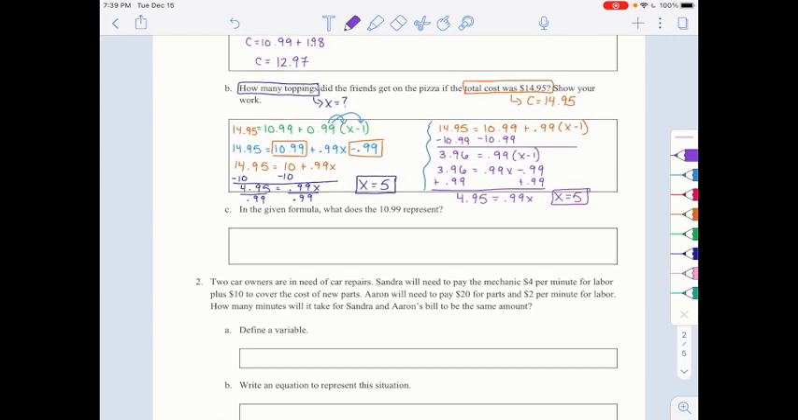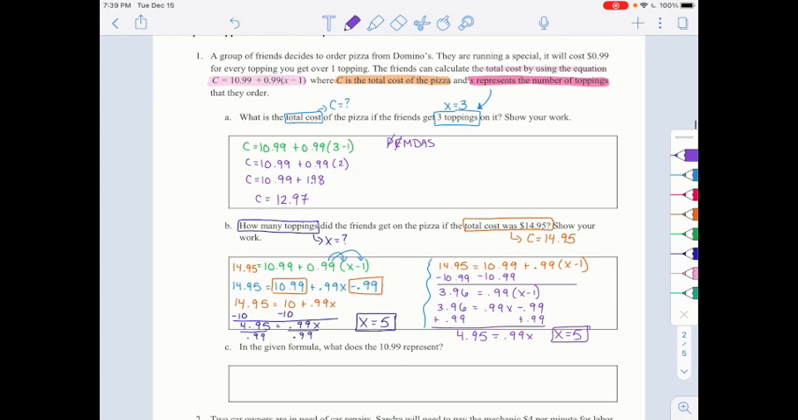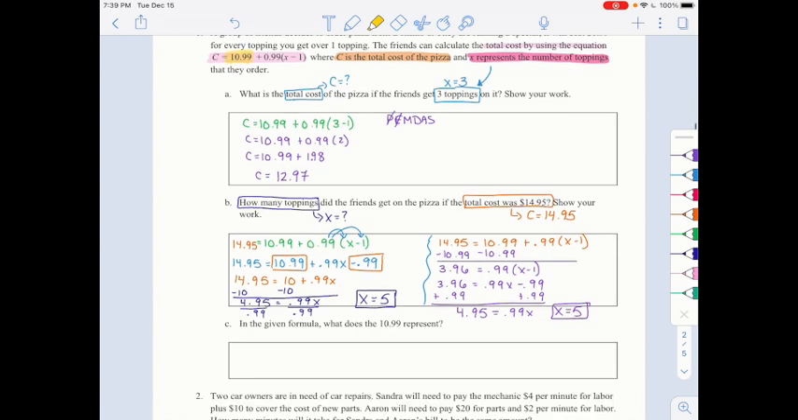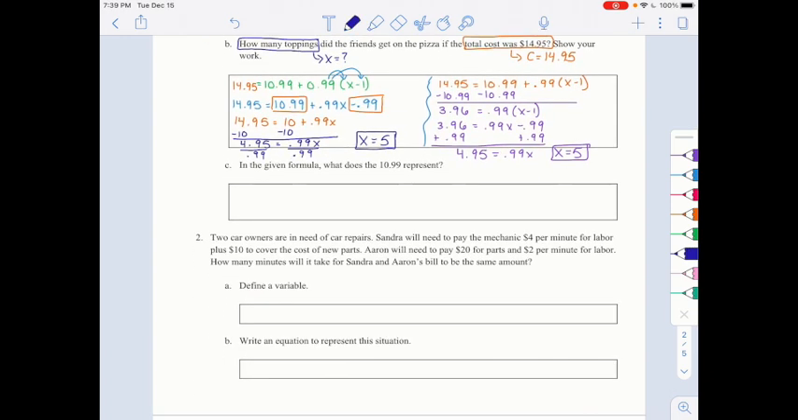So then it says in the given formula, what does 10.99 represent? So it's asking what does this value here represent? That is the value of the pizza if you don't get any toppings, right? So the 0.99 and such is for toppings. So if you don't get any toppings, the pizza costs $10.99.